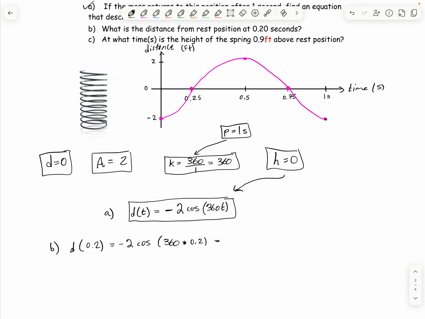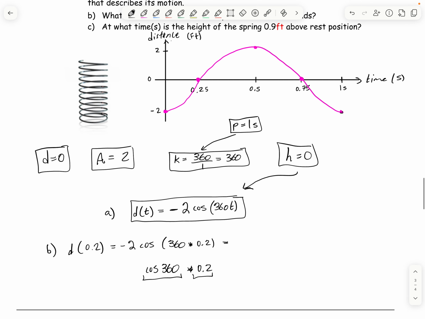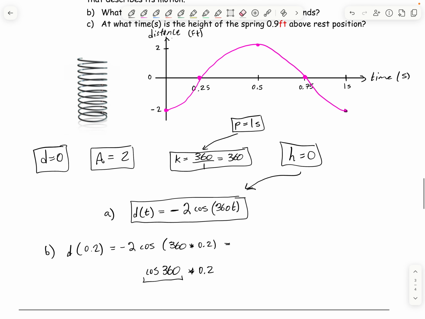cos. Whenever you're dealing with trig functions, it's always a good idea to put brackets, right? So cos of (360 times 0.2). If you just do cos 360 times 0.2 in your calculator, your calculator will calculate the cosine of 360 and then multiply that answer by 0.2. That's not the same as the input being 360 times 0.2 in the cosine, right? So just be careful about that.